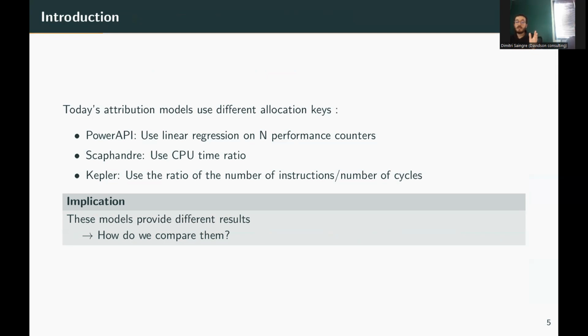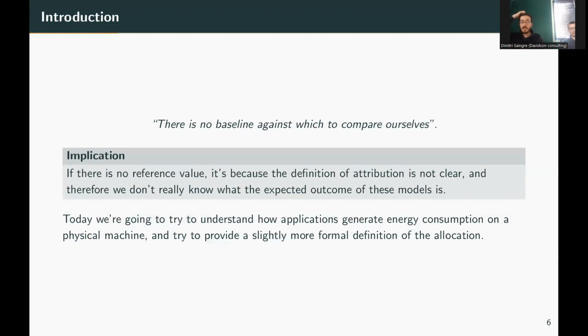For example, if your process consumes 50% of the CPU time, then it will be considered as consuming 50% of the energy. And PowerPI is a bit more complex. It uses performance counters, and this model provides different results. The issue is: how can we compare the results of those models? It's a bit tricky because there's no physical measure to compare the models with to find out if they are precise or not, because there's no physical device inside the CPU to know precisely which process consumes how much energy.